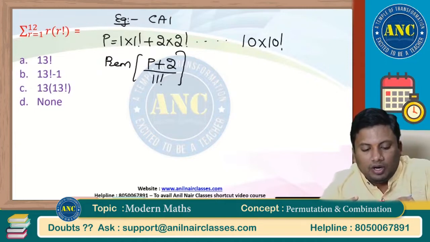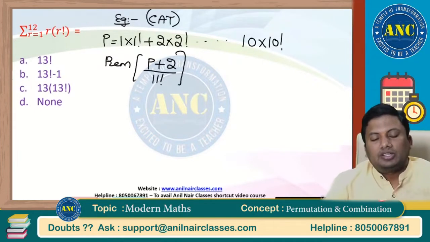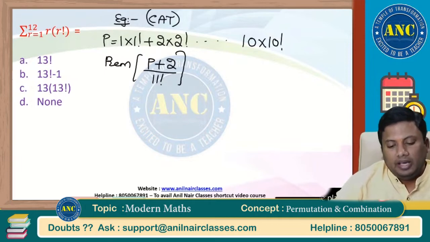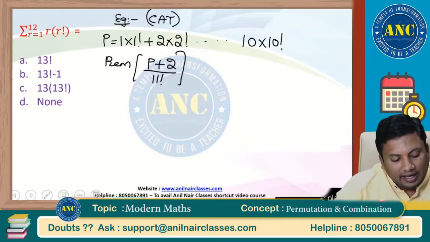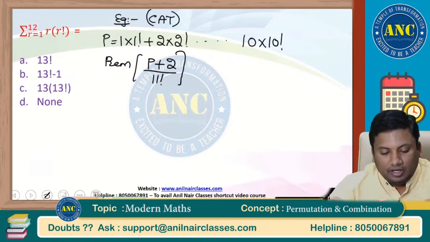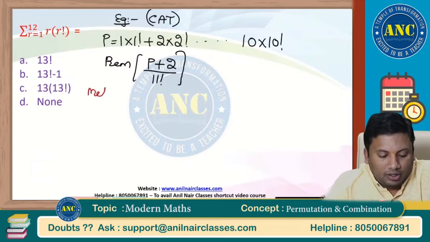This is an original CAT question. P is 1 into 1 factorial, 2 into 2 factorial, 10 into 10 factorial, and it goes on till P. Find the remainder when P plus 2 is divided by 11 factorial. You can solve this problem in two methods.